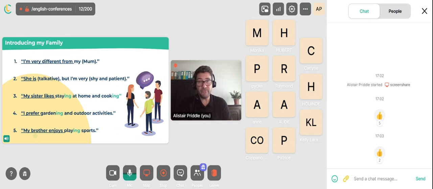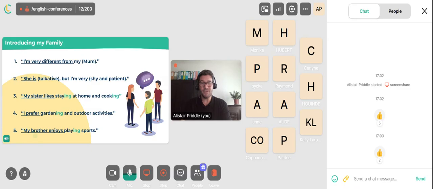I'm very different from my mum. She is talkative, but I'm very shy and patient. Number 3, my sister likes staying at home and cooking. Number 4, I prefer gardening and outdoor activities. Number 5, my brother enjoys playing sports.